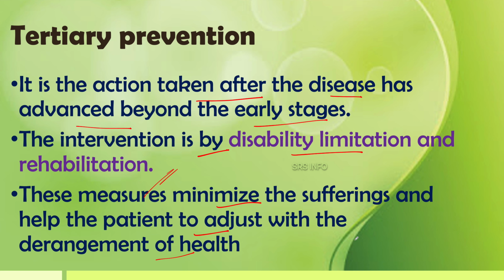Derangement means in the tertiary situation, there is no scope of recovery of health. But what happens in that case is that there is a deterioration of health. Even in such a condition, it's very essential for the patient to adjust to this situation. So for that, the medical professionals and the community people can support this patient, can give proper mental and physical support to minimize the sufferings and pain of that patient. Clear? So tertiary prevention is a rehabilitative measure. So the intervention is by disability limitation and rehabilitation.